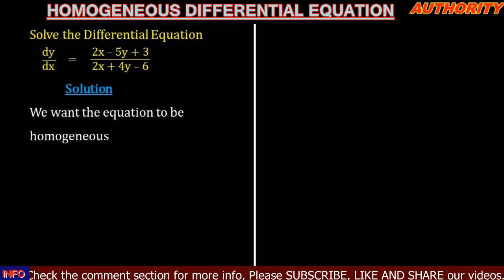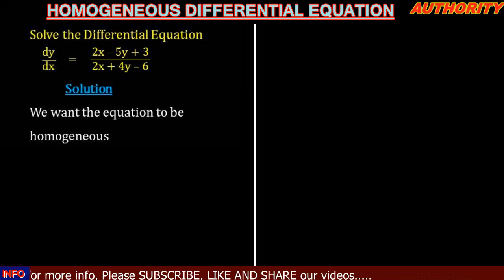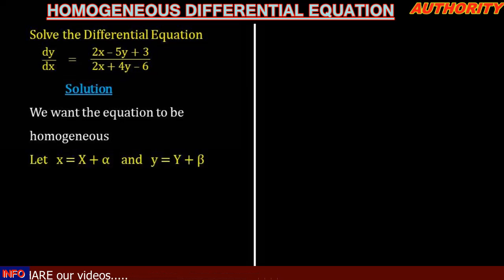Looking at this equation, it is not homogeneous. So we want to make this differential equation homogeneous, and then we solve it. For us to make it homogeneous, we let x equal capital X plus alpha, and let y equal capital Y plus beta.